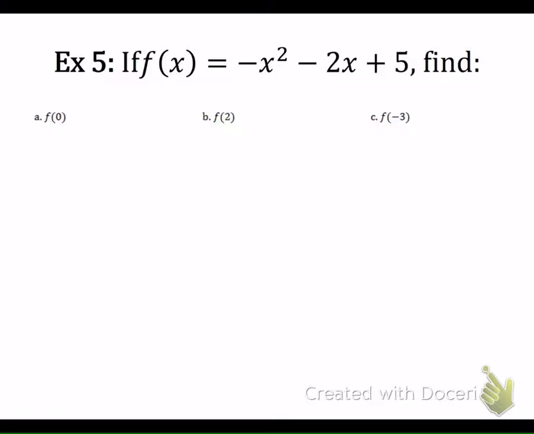Here's the next one. So now our function is -x squared minus 2x plus 5. I want to start by finding f of 0. So I'm going to take every x out. I'm going to put a 0 in. So f of 0 equals negative 0 squared minus 2 times 0 plus 5. What would that give me? 5, right? It's 0 minus 0 plus 5. So f of 0 equals 5.